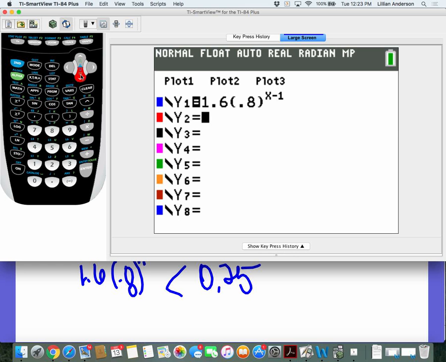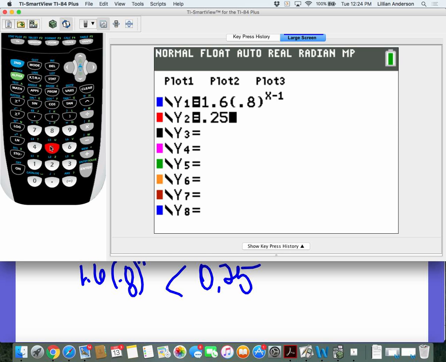Then what do I type in y2? 0.25. You basically put one side of the inequality, the left side, into y1 and the other side, the right side, into y2. It doesn't matter which curve is going to graph first.